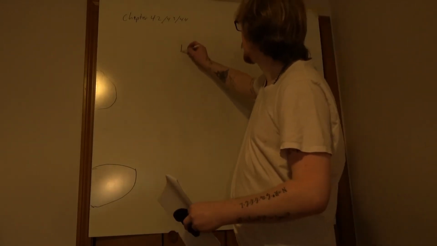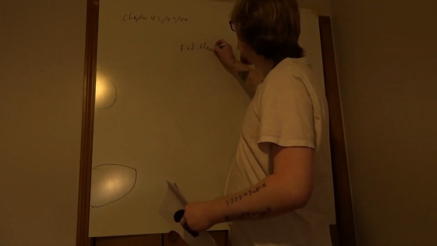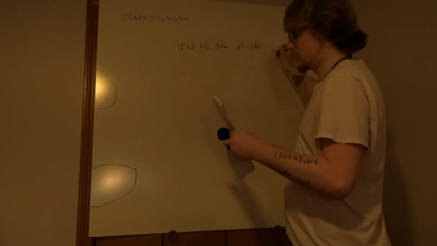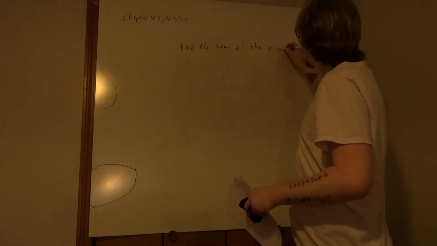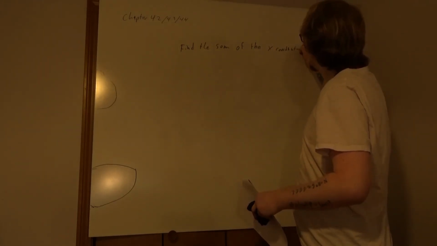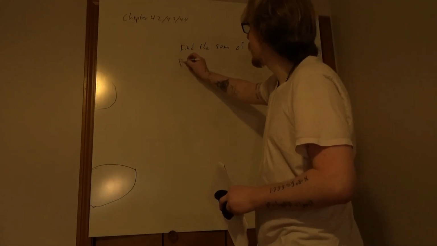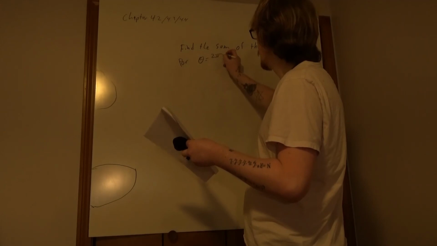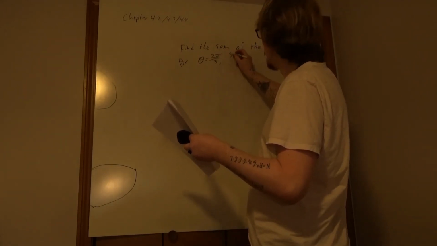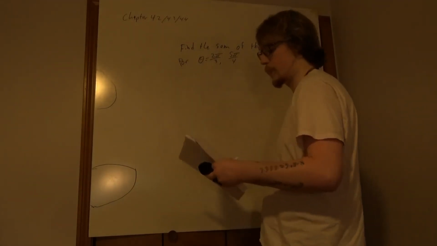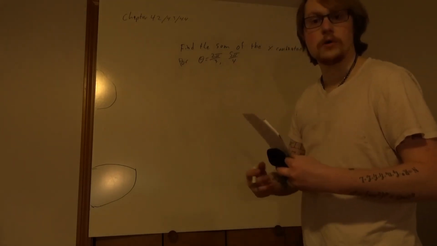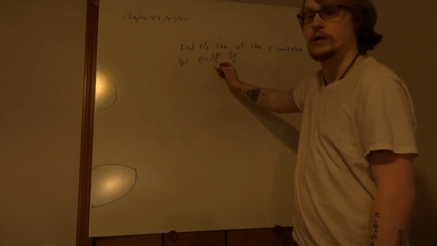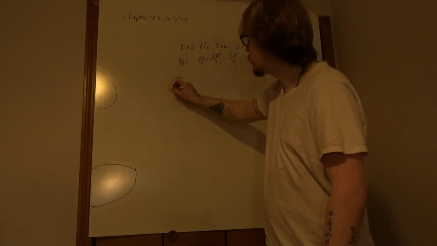Right, so the next one says find the sum of the x coordinates for theta equals 2 pi over 3 and then 5 pi over 4. So we notice that, well, this is some multiple of pi over 3. It's 2 of them.